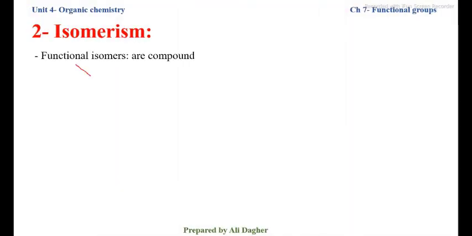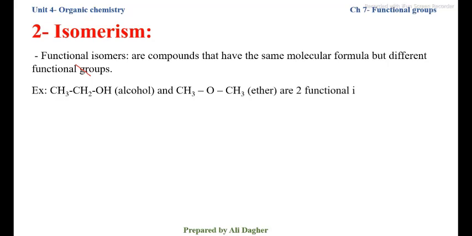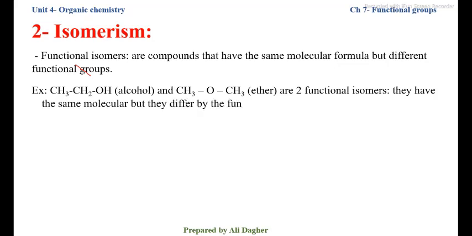Third type, functional isomers, are compounds that have the same molecular formula but different functional groups. Example, CH3CH2OH, which is an alcohol, and CH3OCH3, which is an ether, are two functional isomers. They have the same molecular formula, C2H6O, for the two isomers, but we have different functional groups. In the first we have hydroxyl group, in the second we have an ether group. Then they are functional isomers.